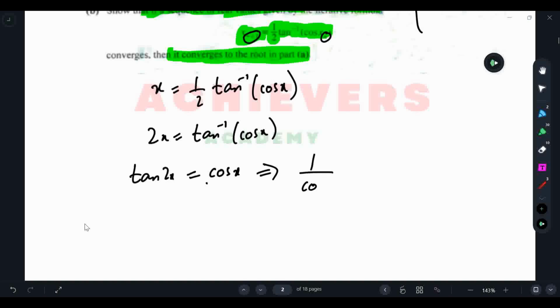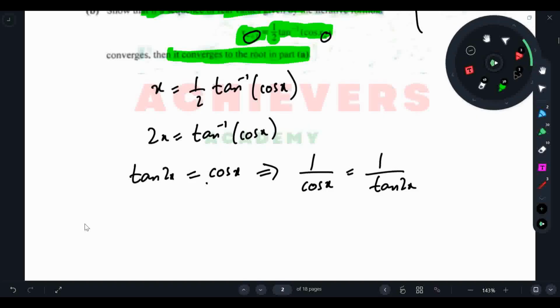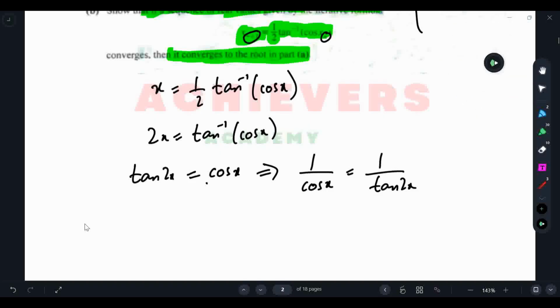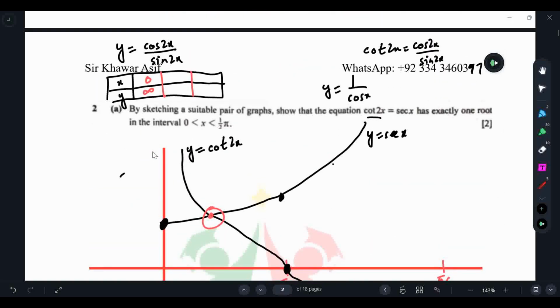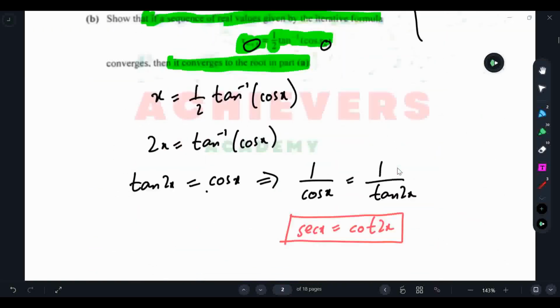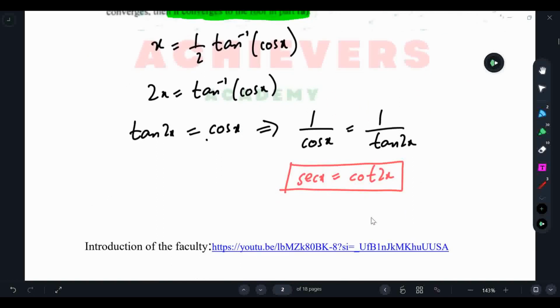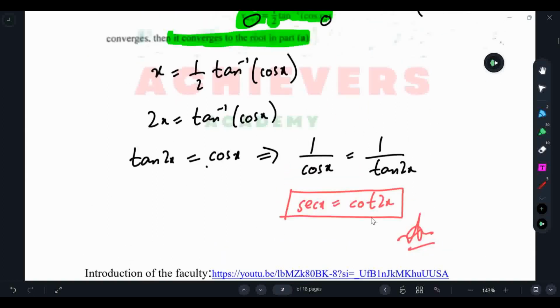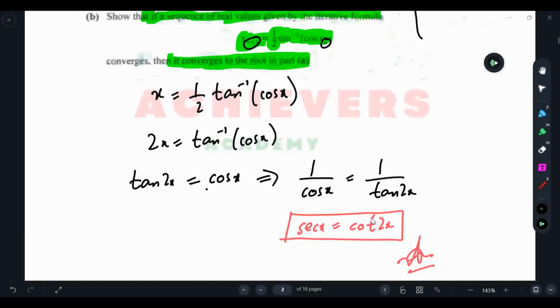Now if we shift it to the other side, we can write it as tan of 2x is equals to cos of x. Now from here, if we cross multiply it, we can write it as 1 by cos of x is equals to 1 by tan of 2x. Now we know that the reciprocal of cos of x is secant of x, and the reciprocal of tan of 2x is cot of 2x. So we can see that we are getting the equation of the first part. You can see the equation cot 2x is equals to secant of x. Hence we can say that it converges to the root in part A.